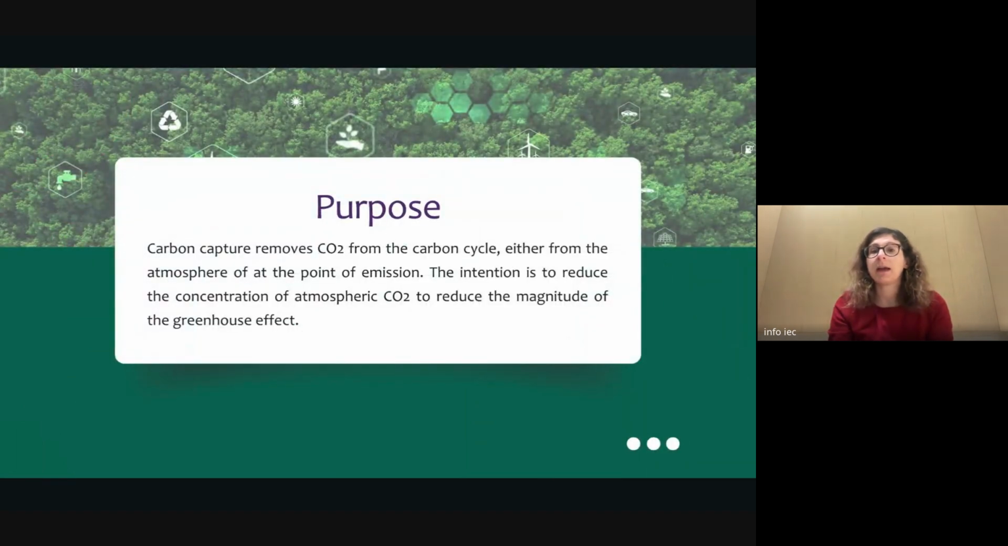So the purpose of carbon capture is to remove carbon dioxide from the carbon life cycle. We can do this either at the point of emission, so at flue gas, for example, or we can do it directly from the air. And the reason that everybody's getting so excited about carbon capture is because if we can reduce the concentration of atmospheric CO2, we can reduce the magnitude of the greenhouse effect.